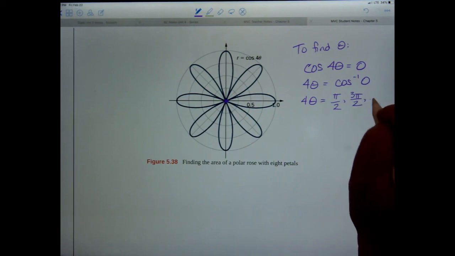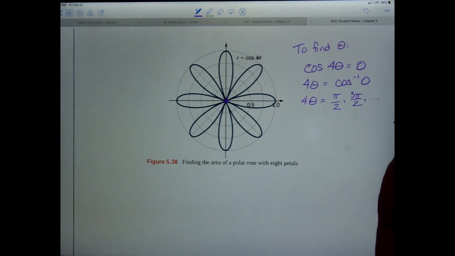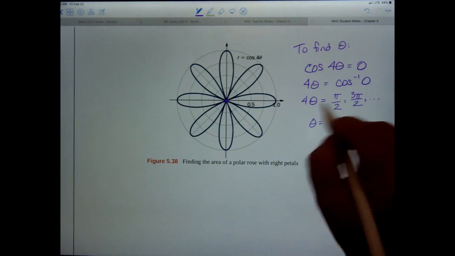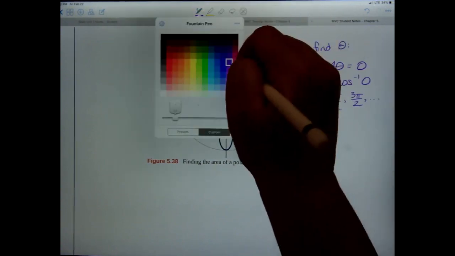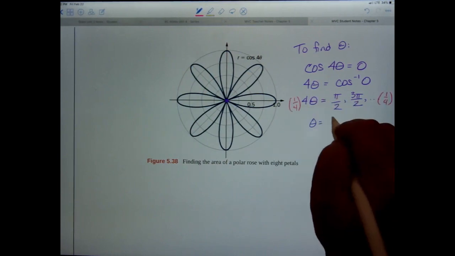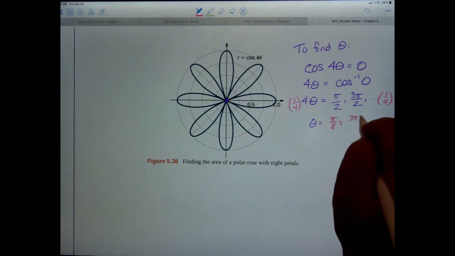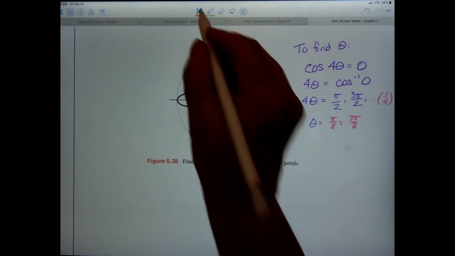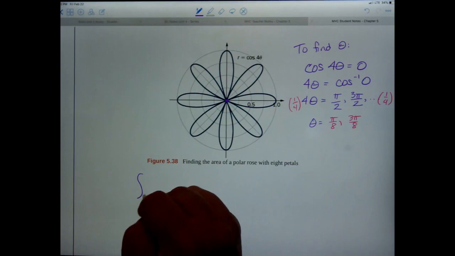But now I need to solve for theta. Divide by 4, which is the same thing as multiplying by 1 over 4. So this is pi over 8 and 3 pi over 8. And that's your limits of integration for this problem. We're finding the area of this thing. So it would now be theta equals pi over 8 to theta equals 3 pi over 8.